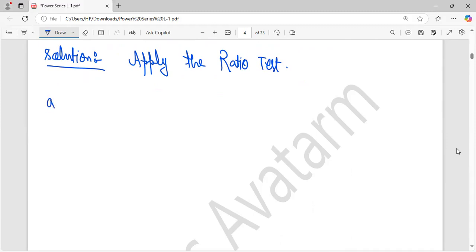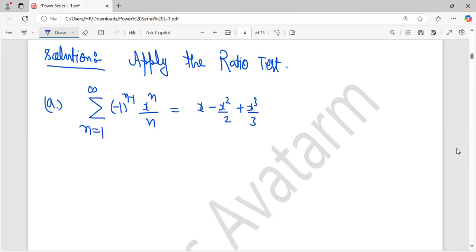So the first example is this: the summation from n equals 1 to infinity of minus 1 to the power n minus 1, x to the power n upon n. That is x minus x square upon 2 plus x cube upon 3 minus x to the power 4 upon 4, and so on.